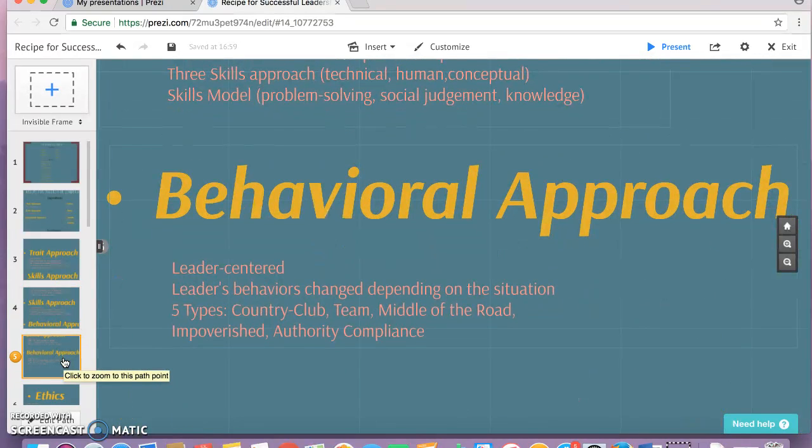Next is the behavioral approach. This is another leader-centered approach to leadership. The leader's behaviors will change depending on the situation and the appropriate behaviors to have for that situation of leadership. So there's 5 different types. You can be country club, team, middle of the road, impoverished, or authority compliance. And each of those types of leadership just have variations of creating social aspects, so trying to build strong relationships with your followers, or being strictly directive and giving directions and teaching people how to do things and making them do them.